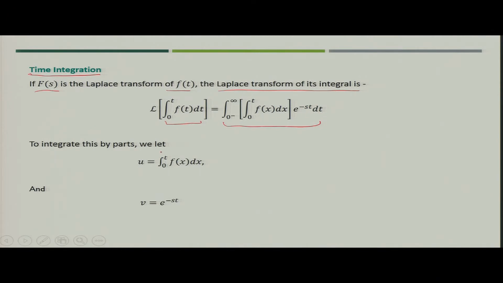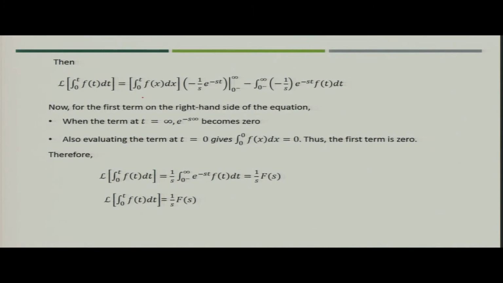Now, you will use again the same property, that is integration by parts. Let us assume u is nothing but the integral from 0 to t of f(x) dx and v is e to the power minus st. So, when you use the integration by parts property, you will get the integral from 0 to t of f(x) dx into minus 1 by s e to the power minus st, that is the integration of e to the power minus st, and then the value between 0 to infinity, minus the integral from 0 to infinity of minus 1 by s e to the power minus st into f(t) dt.